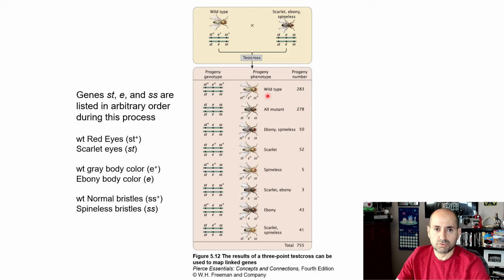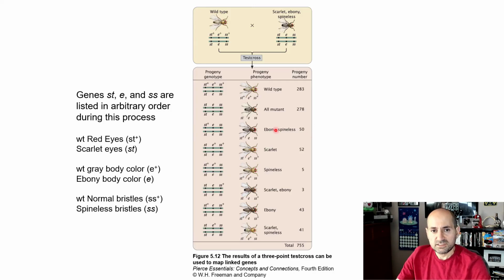And no surprise, these are the non-recombinants. You see, all wild type. So there was no recombination between this chromosome and this chromosome. You see ST plus, E plus, SS plus, there was no recombination. And all mutant, you see there was no recombination here either. So these with the largest progeny number, those are the non-recombinants.